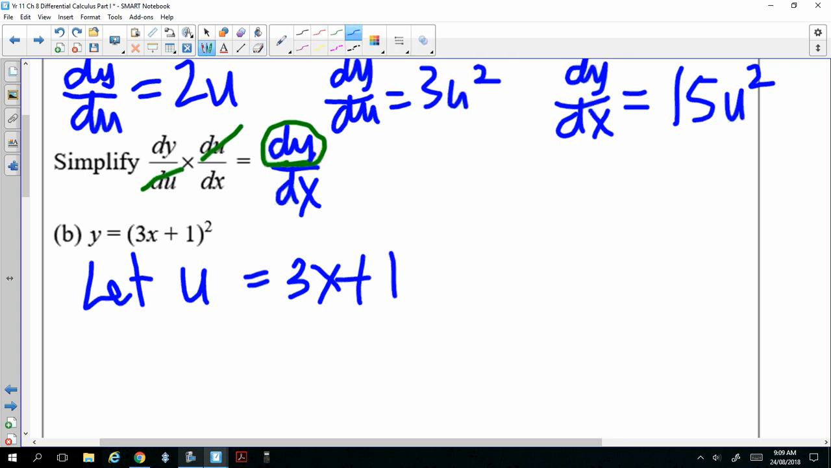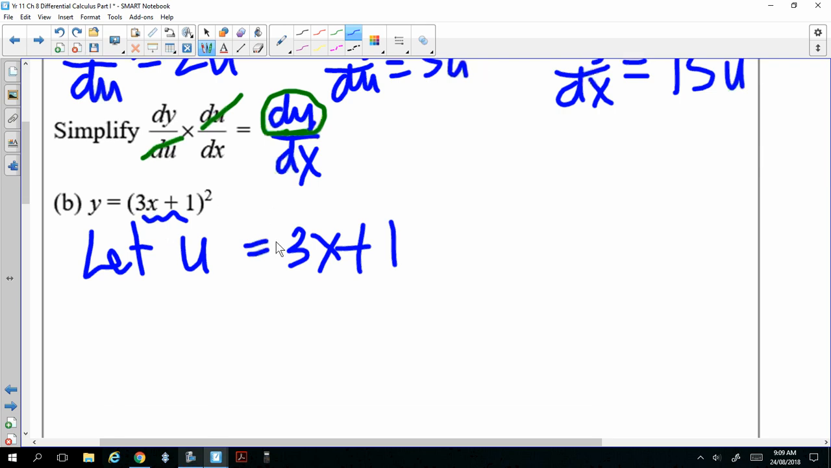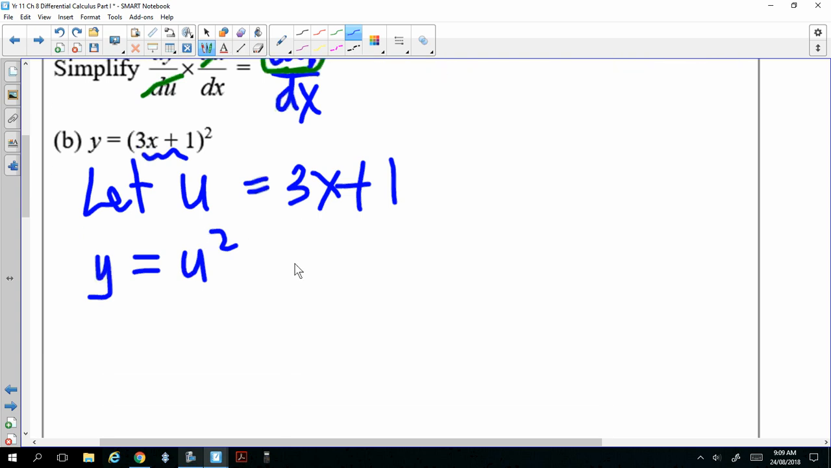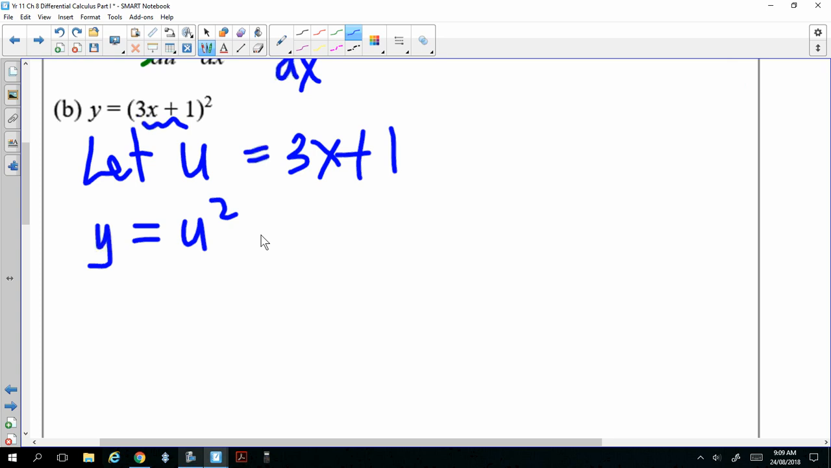This bit, right? So if I let this be u, what would the expression become? y equals u squared, right? So I've turned a bracket into one term. Yes? Okay, good. This is what we'll do next. Watch. We're going to calculate dy over du. We did that already, right? What's dy over du? 2u.